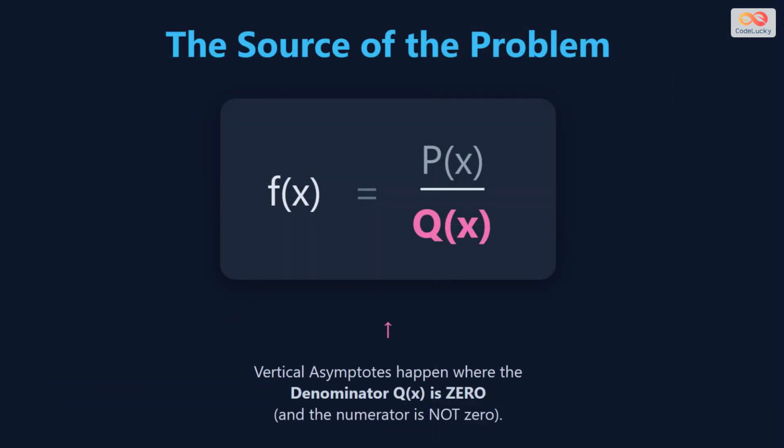To understand where these come from, we look at rational functions. These are functions expressed as a fraction, with a polynomial on the top, called the numerator, and one on the bottom, called the denominator. The trouble and the interesting behavior starts when that bottom part equals zero.